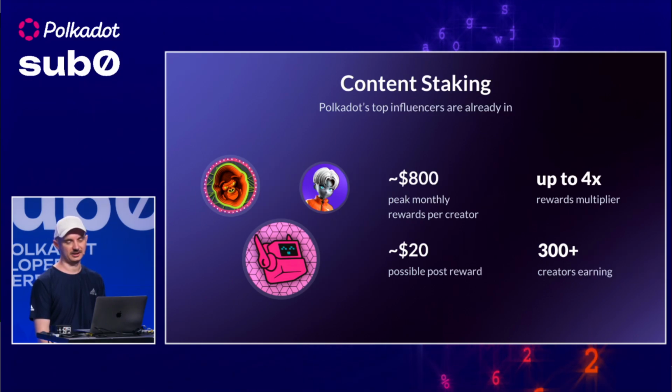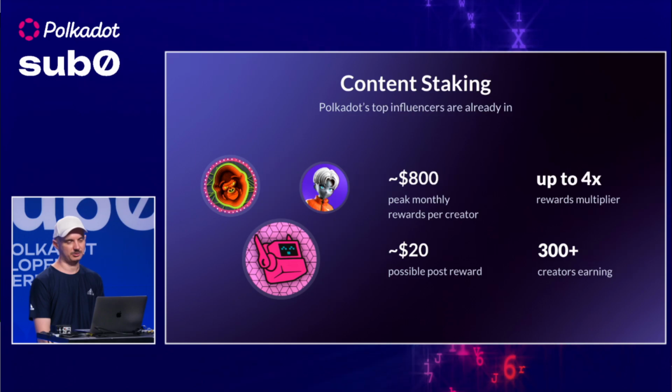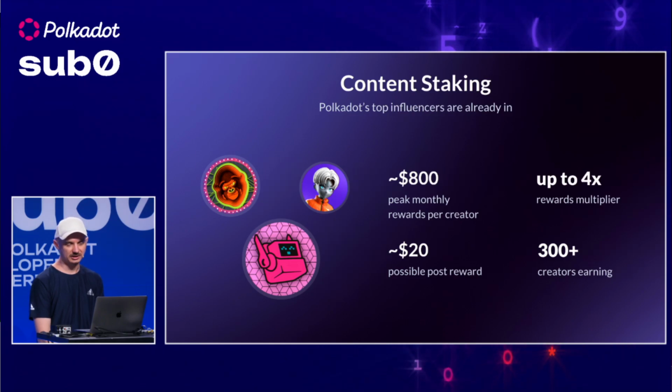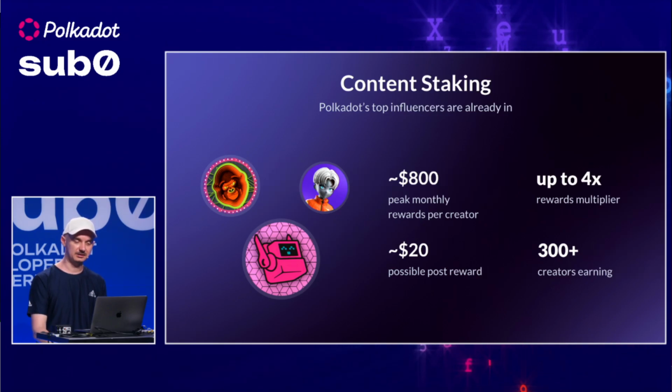This is our end-user product that works on top of Subsocial. So it represents what is possible to do with Subsocial. Some of the statistics are that some creators can make around $800 per month. On a single post, you can have up to like $20, and if participation is not 100% from those who are staking, as of today there are 2,000 people who are staking.